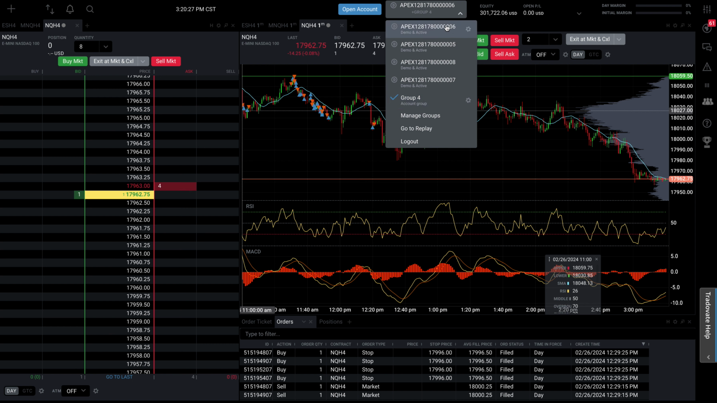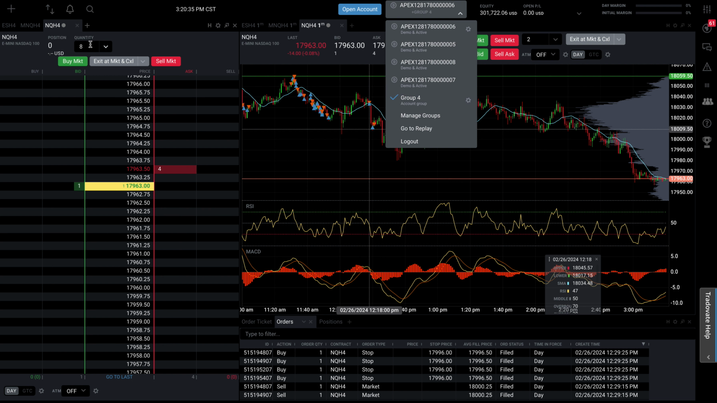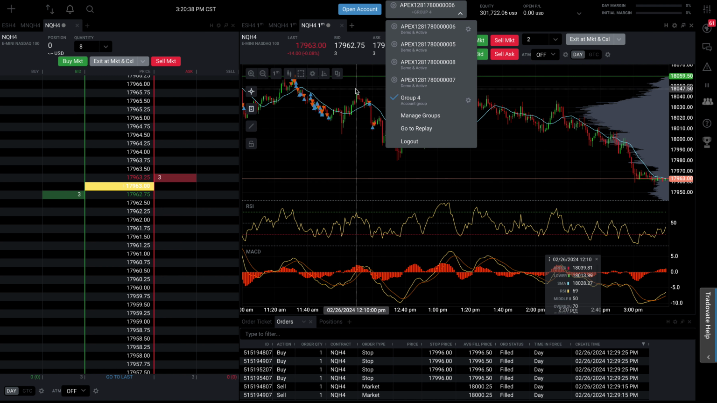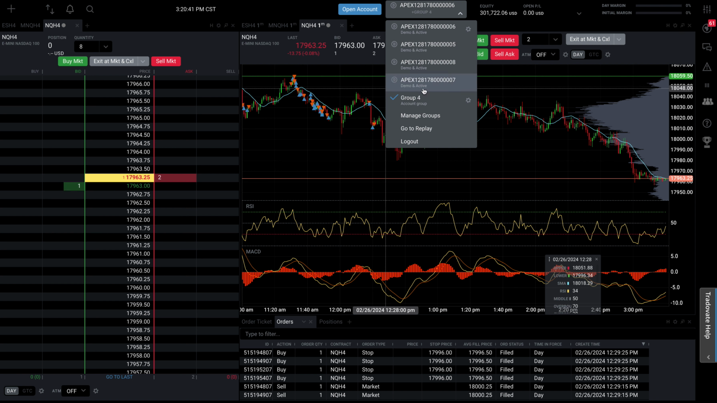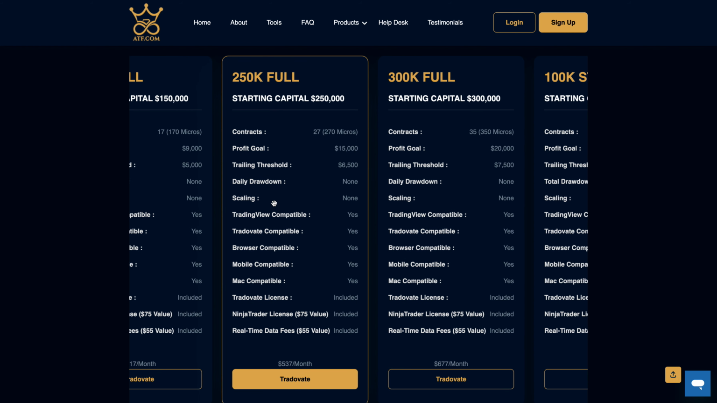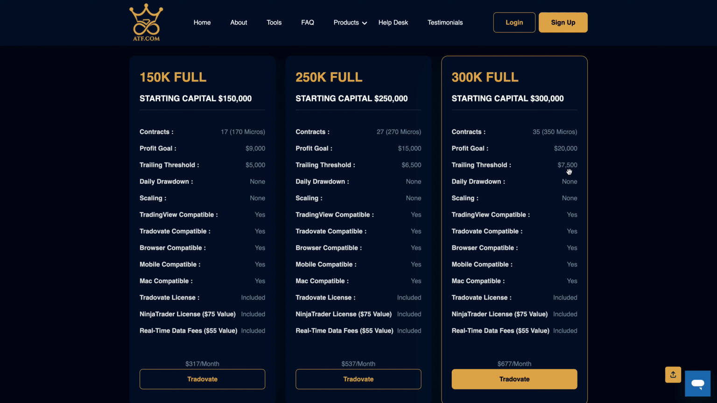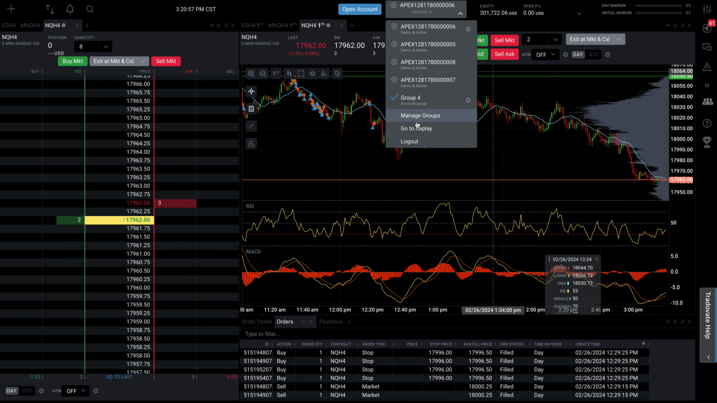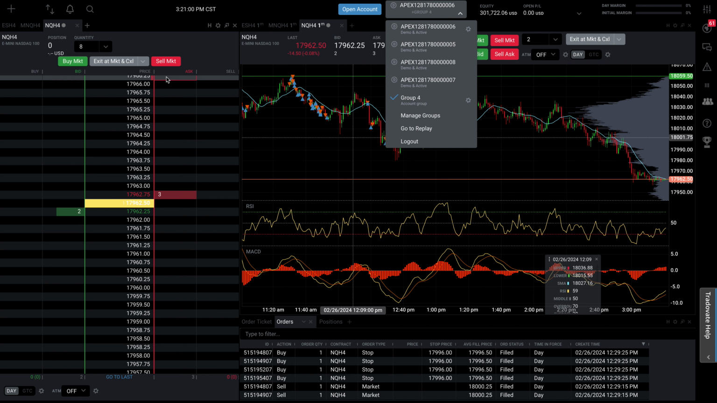So all these are $300,000 accounts. If I trade one contract or two contracts and it goes heavily against me, that trailing drawdown isn't going to affect me that much because it separates it onto each account. So if the trailing threshold for a $300,000 account is $7,500 and I'm in a play and I've lost a total of $2,000, that's split up between four of my accounts. So it's not that bad.